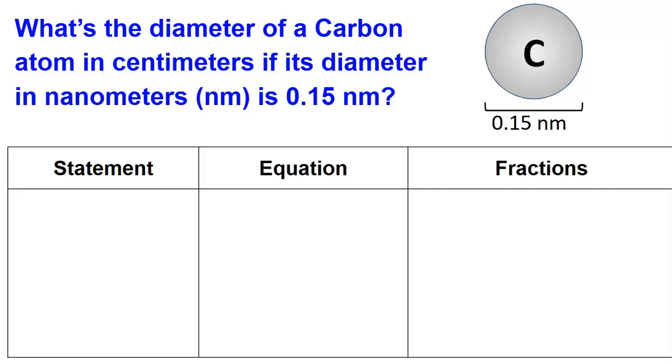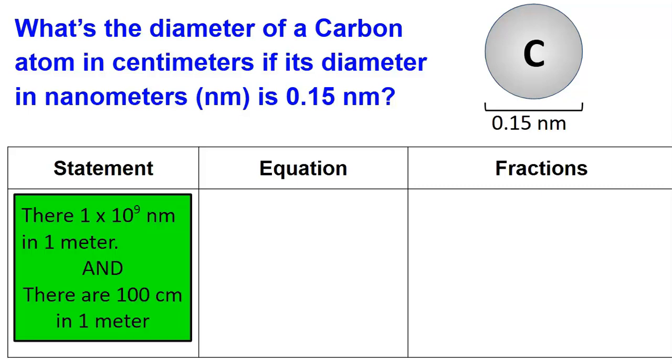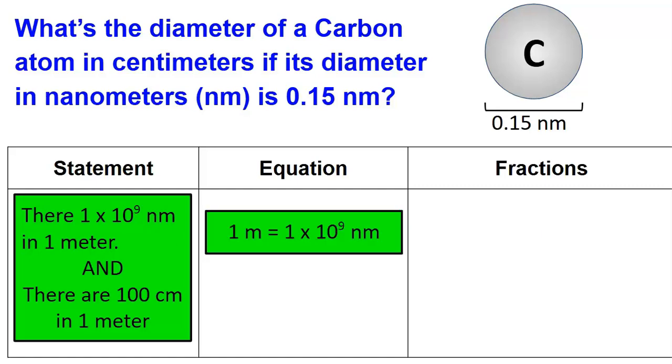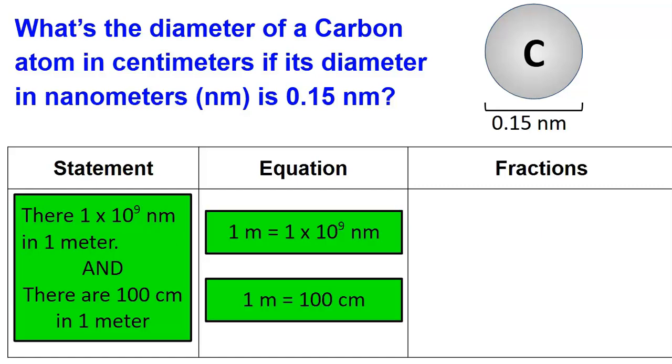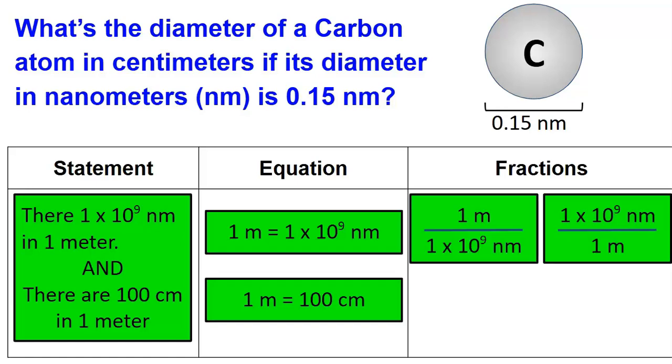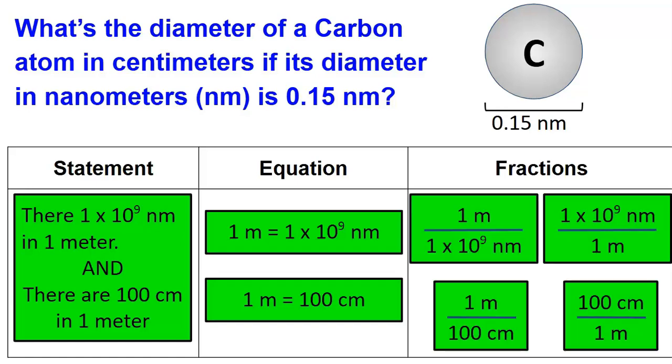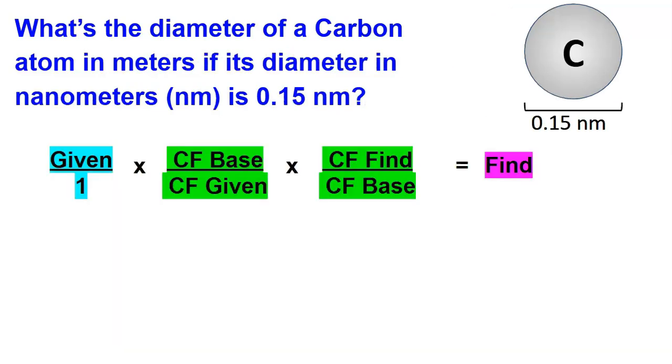So in this case, we're going to use two conversion factors, and we would want to know how many nanometers are in a meter and how many centimeters are in a meter. There are 1 times 10 to the 9 nanometers in 1 meter, and there are 100 centimeters in 1 meter. So this would lead to two equations that we would use, and then two sets of fractions. So let's look at the setup here with this example.